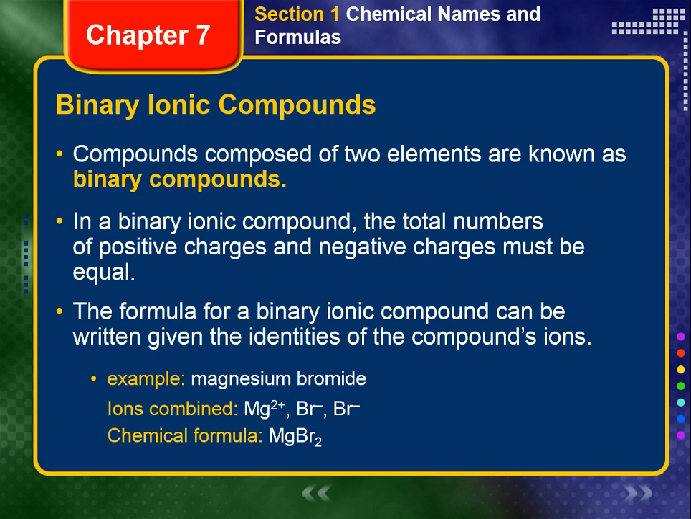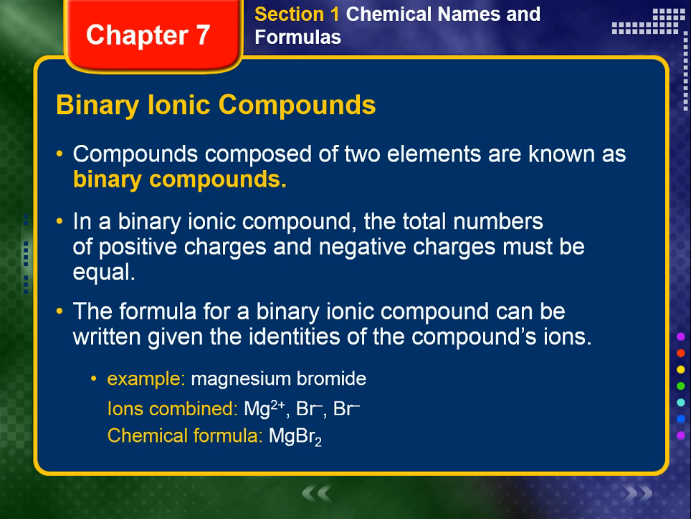For example, magnesium and bromine combine to form the ionic compound magnesium bromide. Magnesium, a group 2 metal, forms Mg2+ cations. Bromine, which is a halogen, forms the Br- anion when it combines with a metal. In each formula unit of magnesium bromide, 2 bromide anions are required to balance the 2+ charge of the magnesium cation. The compound's formula must therefore indicate 1 Mg2+ cation and 2 Br- anions.